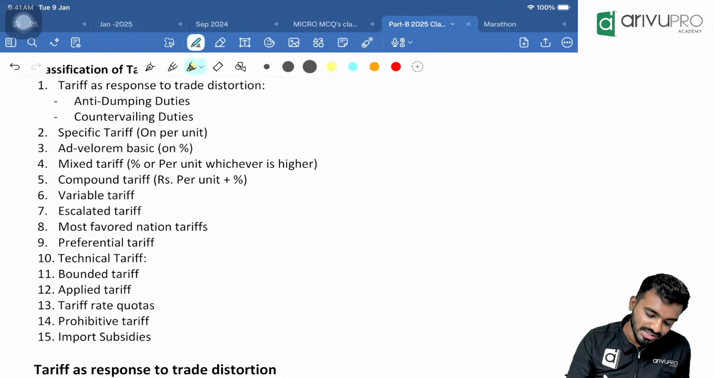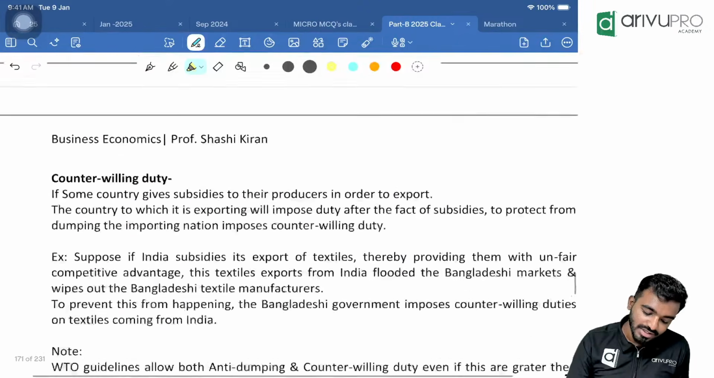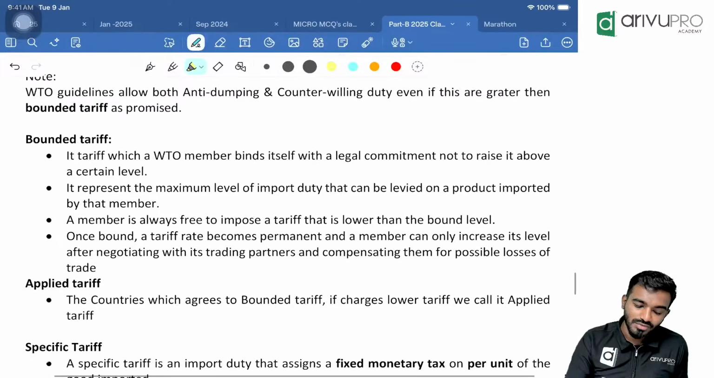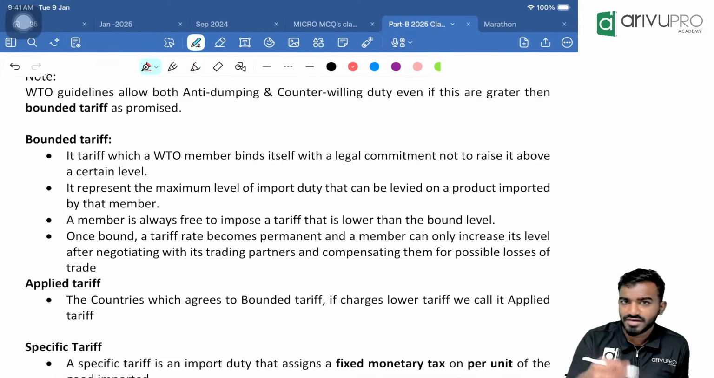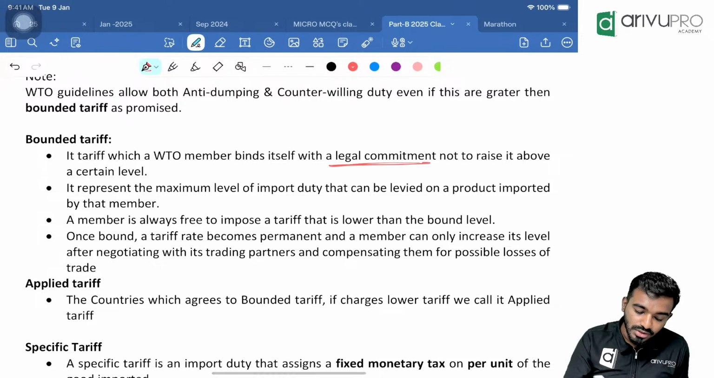Usually I will start with the first one, bounded and applied. Later I will come to tariff as a response to trade distortion. Bounded tariff, what is that? Between WTO members, there are 164 WTO members. We have agreed, boss, this is the tariff that we are going to charge between each other. We are not going to charge beyond that. Once we are bound, once we have agreed, the tariff rate becomes permanent. That is a legal commitment not to raise it above a certain level between the WTO members.